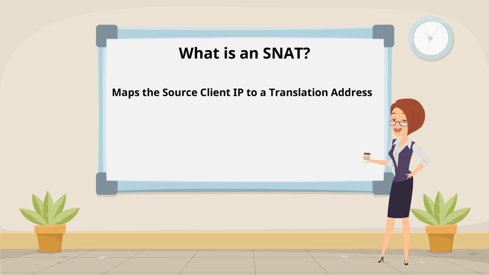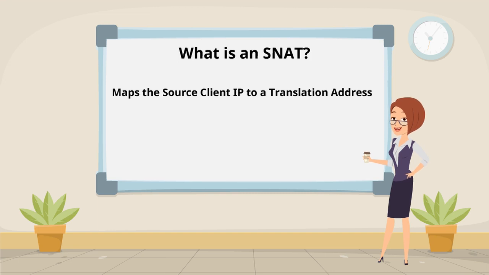First of all, an SNAT stands for Source Network Address Translation. It's important that you understand what a NAT is before diving into SNATs. You can check out my video on the link below. So an SNAT is essentially an object that maps the source client IP to a translation address, which is defined on the BIG-IP. That destination node then uses that new source address as its destination address when responding to the request.